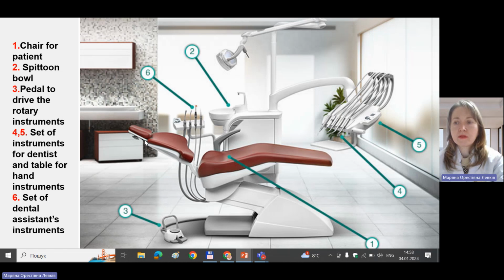In a simple manner, a dental unit could be described in this way. Every dental unit should have a chair for the patient, spit bowl, pedal to drive the rotary instruments, set of instruments for the dentist, and table for hand instruments, set of dental assistant instruments.